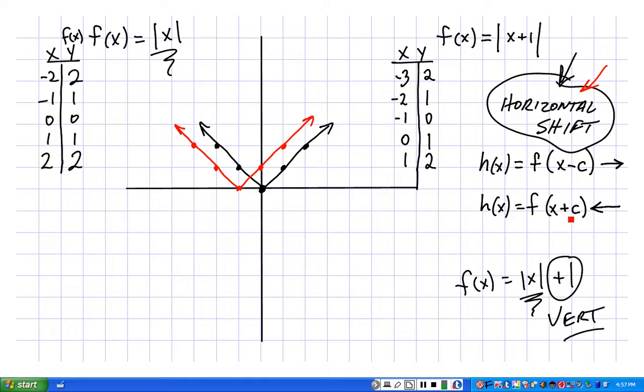And +1, again, is opposite of what we would typically think when we're talking horizontal. Typically when we're talking horizontal plus, we usually want to count right. But according to our little formula here, we would actually shift to the left. And if you notice, our black graph is our parent graph, and the red is 1 unit shift to the left. Every point from the black has been shifted 1 unit to the left in red. Okay, so those are your shifts, vertical and horizontal shift.